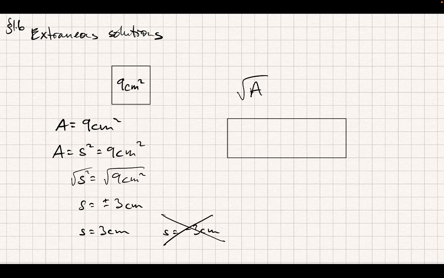Length is distance. Exactly. So what's an extraneous solution? How would you define it? An extraneous solution is something that appears through our calculations that does not comport with reality. It's not real. This is an extraneous solution.